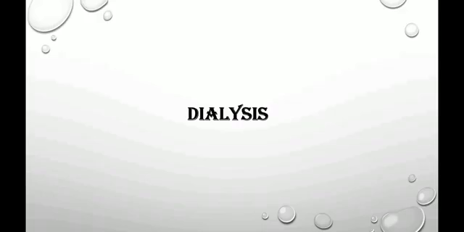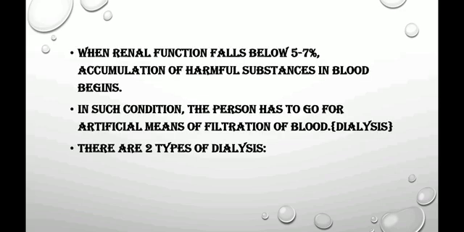Now next we'll study dialysis. Here we have studied different types of diseases. Now in order to prevent our kidney from diseases, we have to go through certain measures. First thing is dialysis. Dialysis is needed when renal function falls below 5 to 7%, or when there is accumulation of harmful substances in blood. In such a condition, the person has to go for an artificial means of filtration of blood, and this artificial means of filtration is nothing but dialysis.